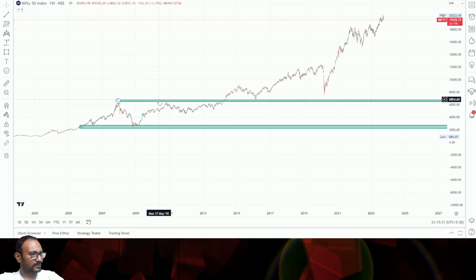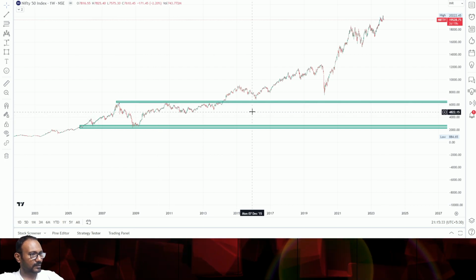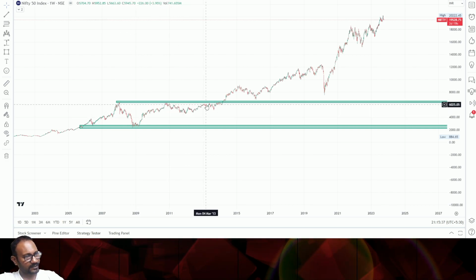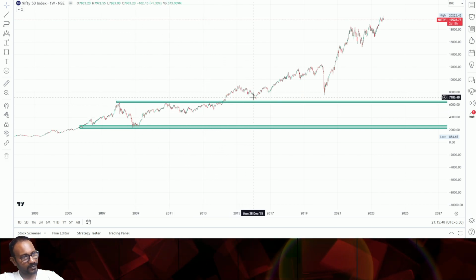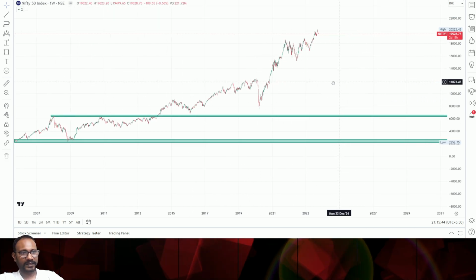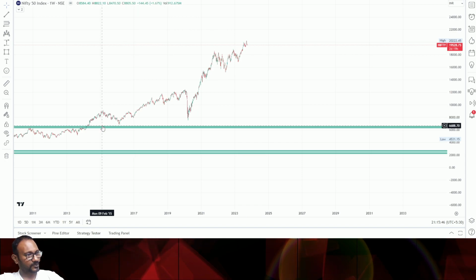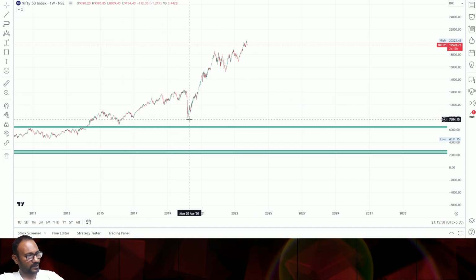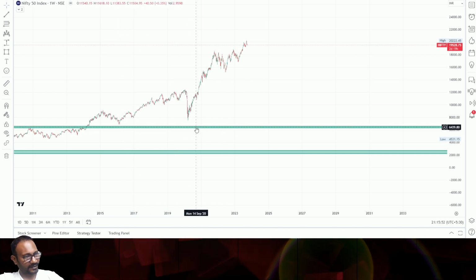Now you see this here, it got first rejection, second rejection, third rejection, and then as it broke, this one started acting as support. So this is where the second support zone is. Again, it went up, came down, went up, came down all the way, but never reached this level.